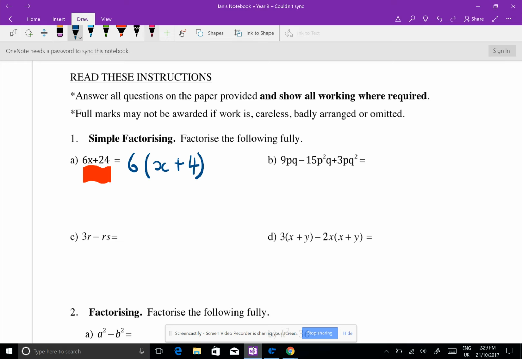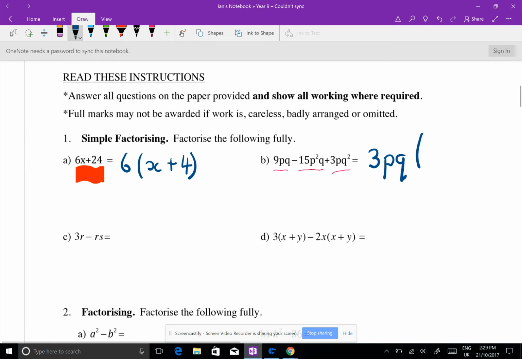Let's have a look over here at this one. I've got these 3 terms. I've got to factorise something out of each of those. Well, I can see I can get a number out. The biggest number I can get out is 3. And I can see there's a p in each of them, so I can take out a p. And there's a q in each of them, so I can take out a q.